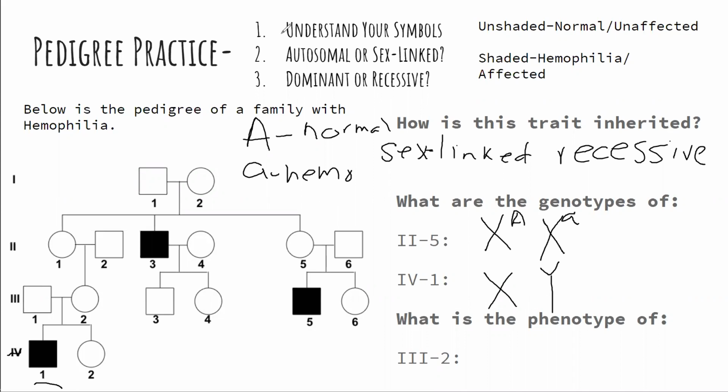So X is going to carry this trait. What allele are we putting on our X? Is he affected? Is he shaded in? Or is he unaffected? Is he unshaded? He's shaded in, so he's affected. And this is a sex-linked recessive disorder, so he must have the recessive allele, which is a lowercase a.